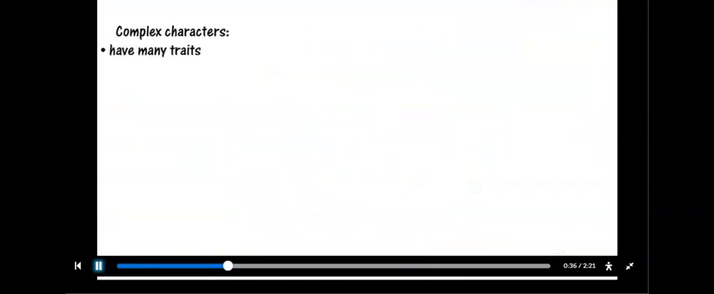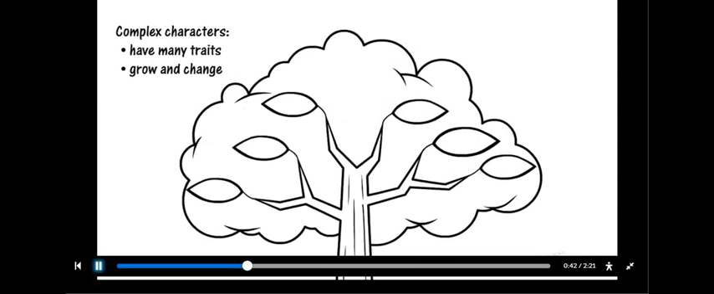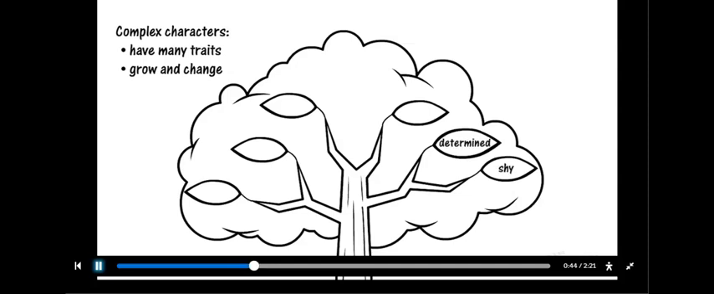Complex characters have many traits, and they grow and change during a story. A complex character is like a tree. A complex character can be shy, determined, loyal, and more. Any one of these traits can advance the plot. For example, a character's shyness can be an obstacle she has to overcome so she can speak in front of a crowd.